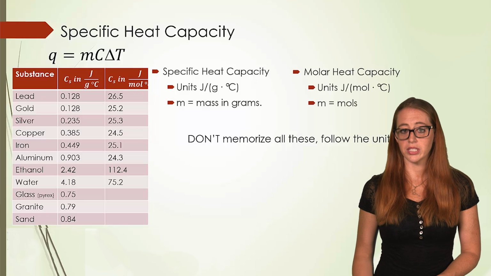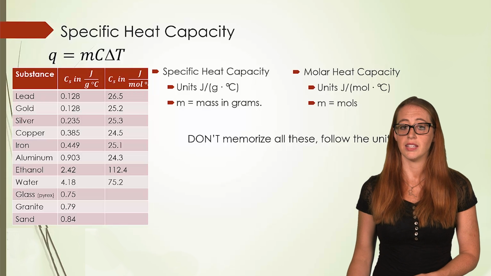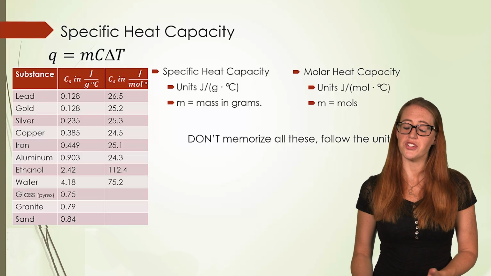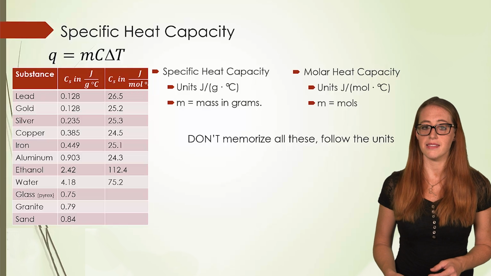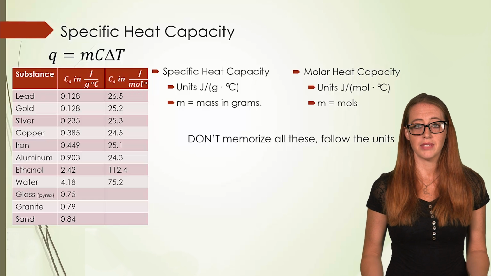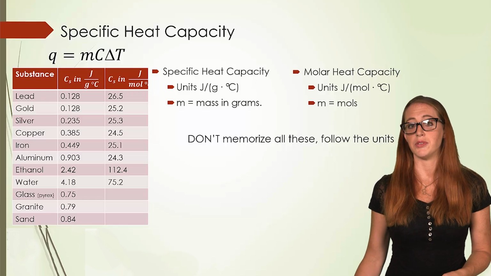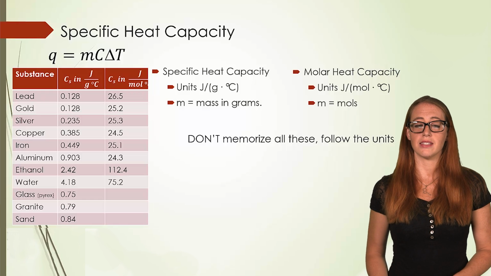We also have our molar heat capacity, which would just be listed in joules per mole degree Celsius. And here we can still think of it as Q equals mcΔT. It's just our m would be moles instead of mass. And I give you a list of them. This is obviously not an all-inclusive list. You'll be given the heat capacities if you need them. For homework, it's in the back of your book.